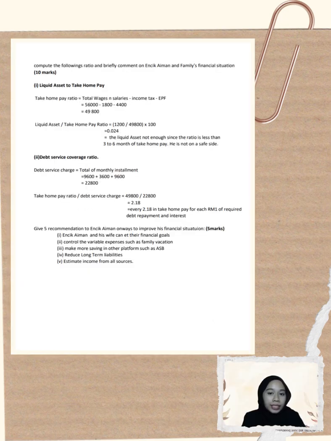For question C, compute the following ratios and briefly comment on Encik Aiman and family's financial situation. Number 1, calculate the liquid assets to take-home pay. Firstly, we need to calculate the take-home pay, which is total wages or salaries minus income tax as well as EPF.